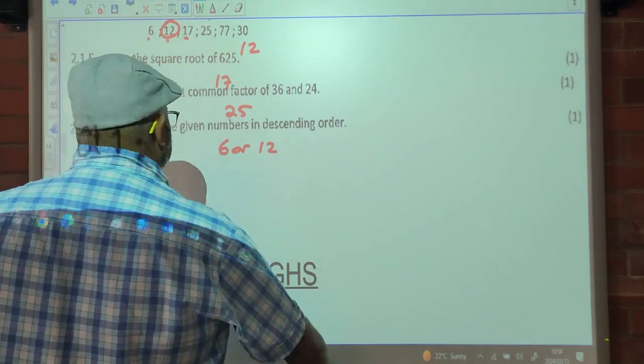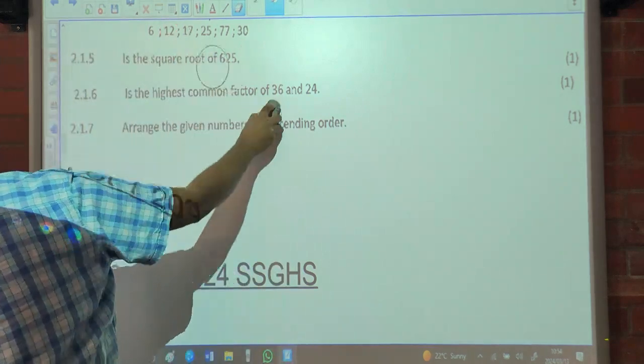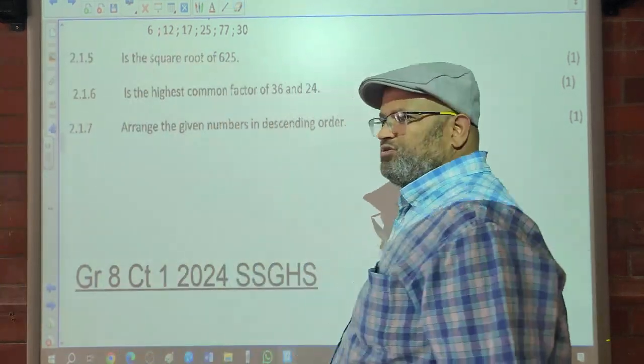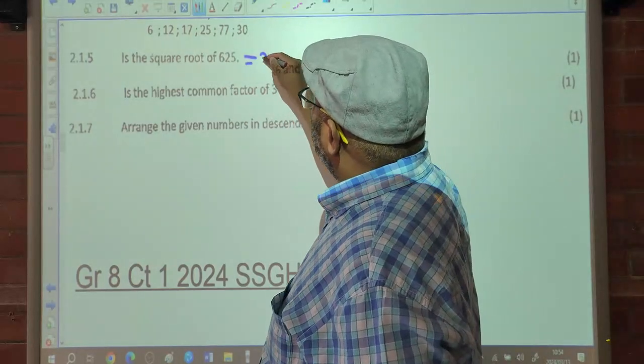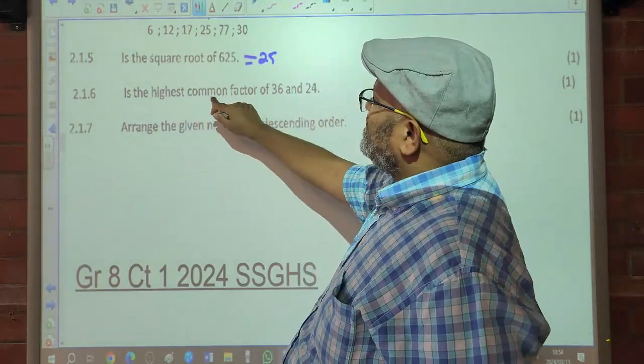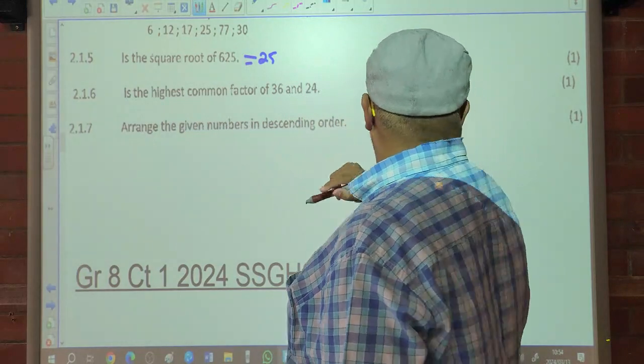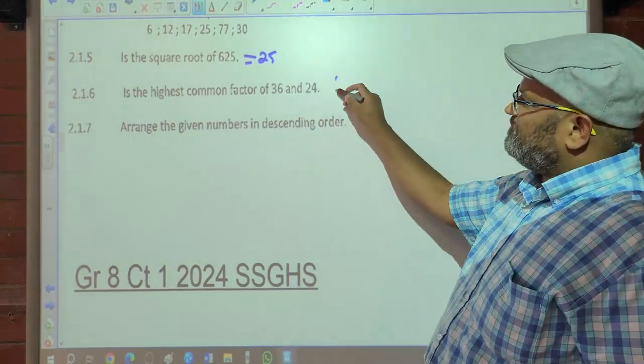Alright. So again, from the list of numbers, let's check. Is the square root of 625? What's the square root of 625? 25. Is the highest common factor of 36 and 24? 12 can be divided into both.